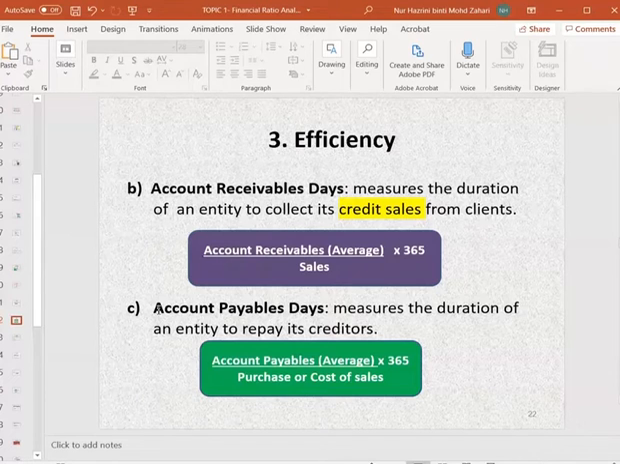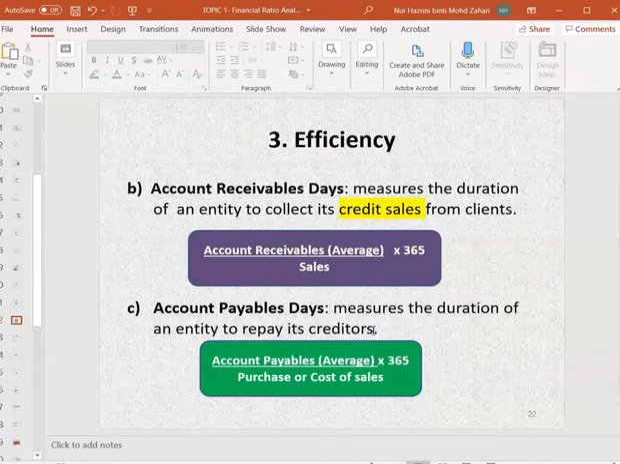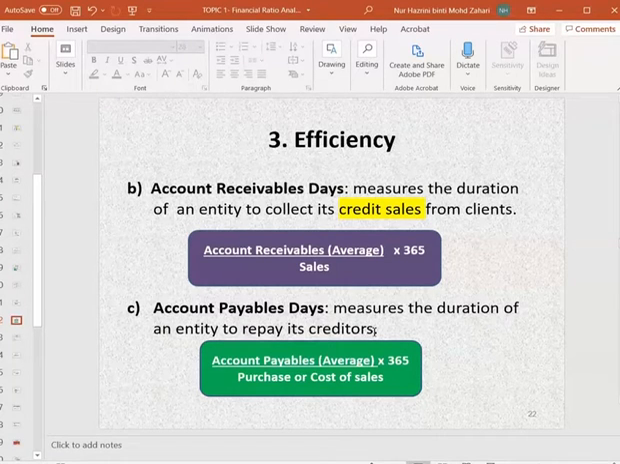Okay, so next one, account payable days. We want to measure the duration of the entity to repay its creditors. For this one, we want to see also how quick the company is in paying their creditors. Okay, so the faster the better lah. It is good news to the suppliers and creditors. They want the company that pay faster cash to them.